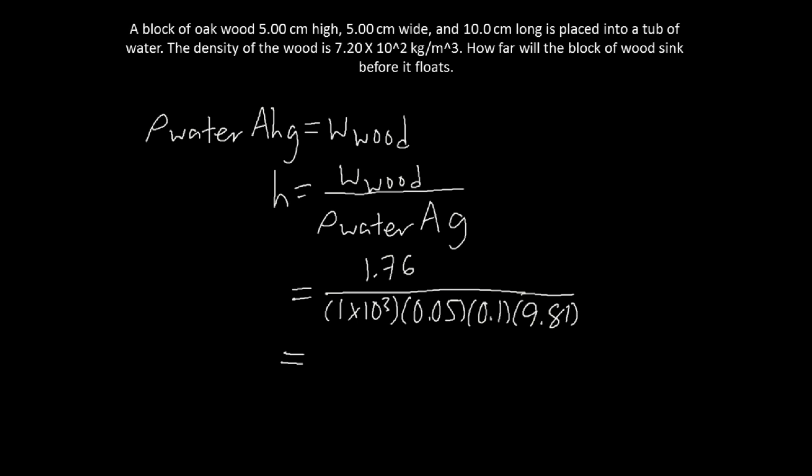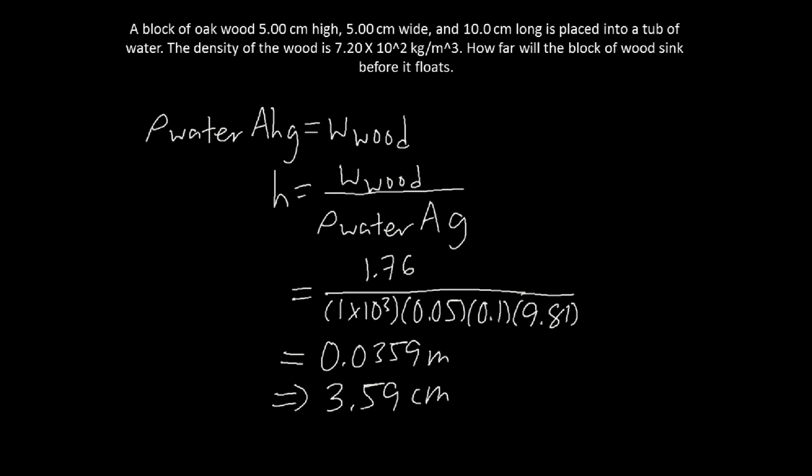Now computing for that, we will have a value of 0.0359 meters. And to make it look nicer, we're going to convert that into centimeters using dimensional analysis, and we will have a value of 3.59 centimeters. In here, the block sinks to a depth of 3.59 centimeters. At this point, the buoyant force becomes equal to the weight of the wooden block, and the wooden block floats.